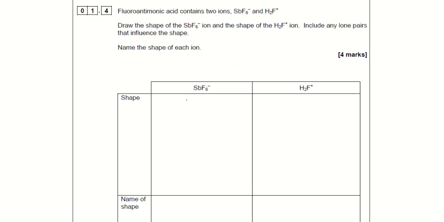Right, shapes of these things, well, that is SbF6, so it's Sb in the middle. F6 must be, okay, you need to be able to draw these three-dimensionally, guys, so please make sure you practice. Okay, you'll have your F's at the end of each of those. That is octahedral.